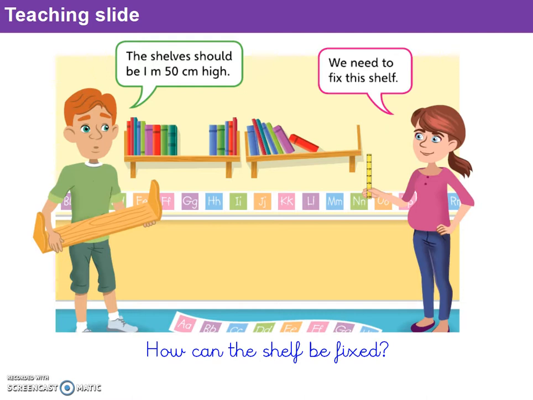And then for question 1b, we're asked, how can the shelf be fixed? Well, if we're saying that the books have fallen over because it's not horizontal, we've got to come up with a strategy where we can make that shelf horizontal. So we can make it so both sides are the same height.